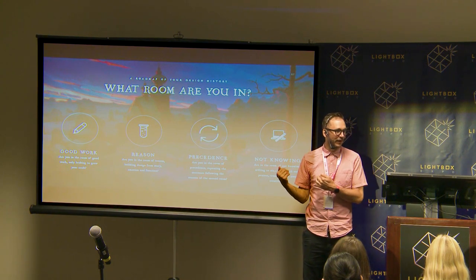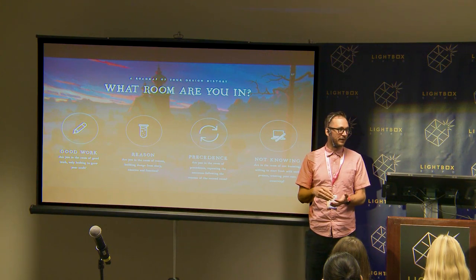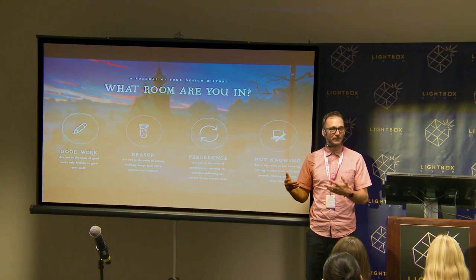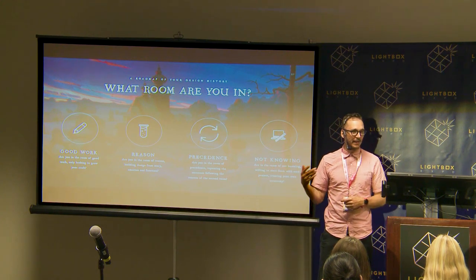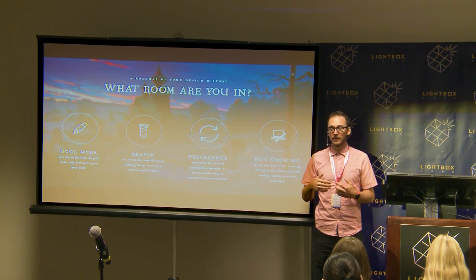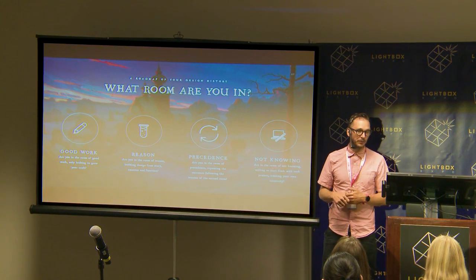So similar to what I was talking about before, I now have reasons for doing function over form, and those are very important, right? But then they become a precedent. So I just do it again and again and again. And that's where the problem with precedence is vulnerability. So I actually would call the fourth room the room of vulnerability.